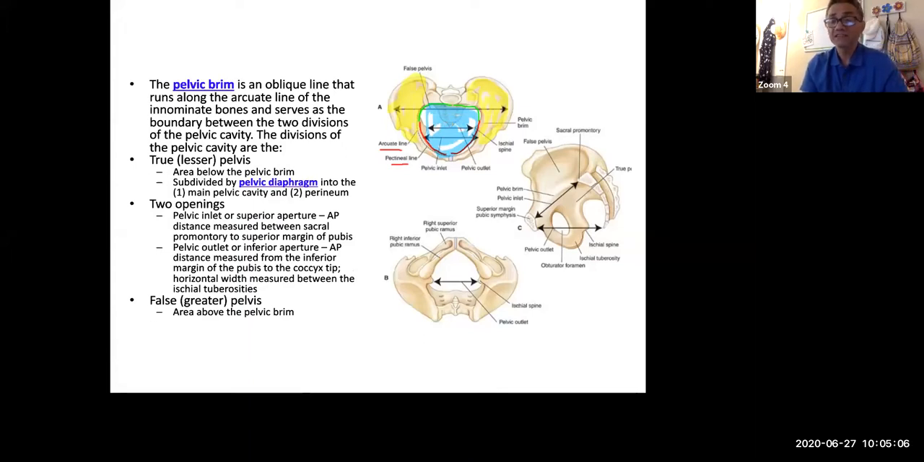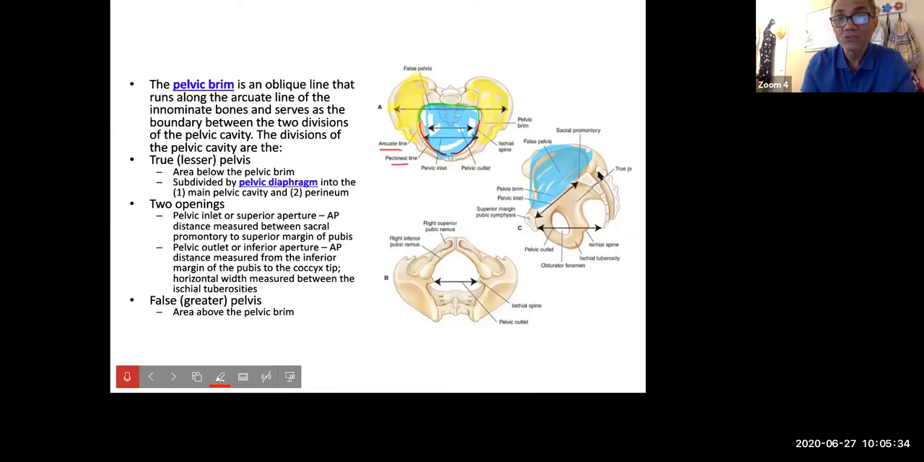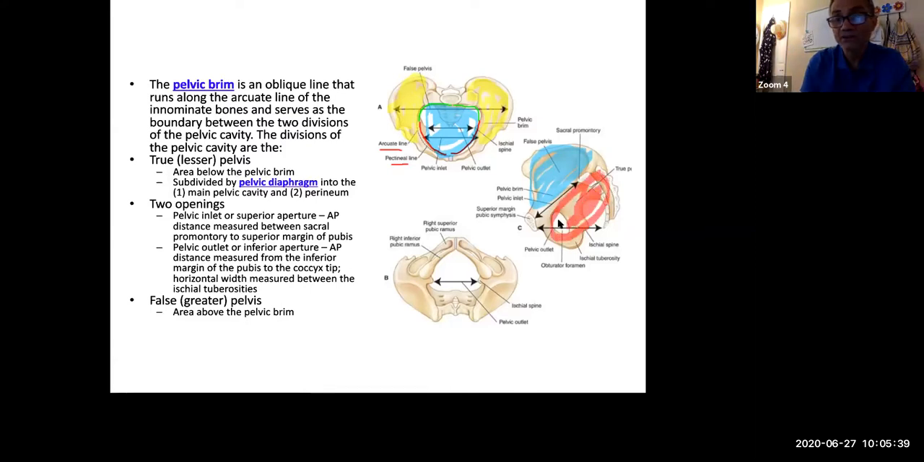Did you guys understand it? So if I cut that pelvis in two halves, sagittal, like this, and you look at it from the side, that's what you are going to see. Only one half, and you look at it from the side. So this is the false pelvis. In a different color, this will be your true pelvis, or you could say major and minor pelvis.